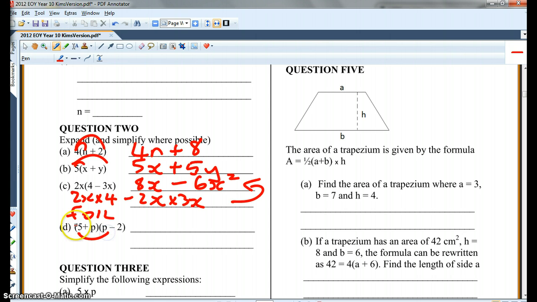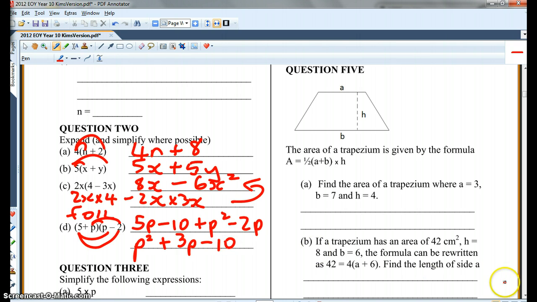So first is 5 times p, which is 5p. Outside is minus 10, negative 2 times 5. Inside is plus p squared, and last is minus 2p. And then we write it nicely in order. P squared, because we have the highest power of p. We've got plus 5p minus 2p, so that's plus 3p, and then the minus 10.